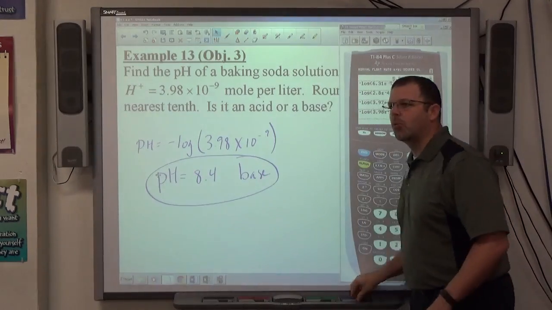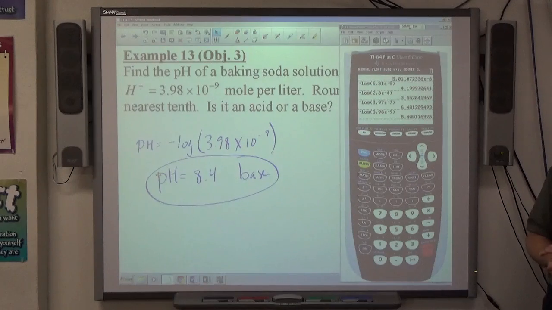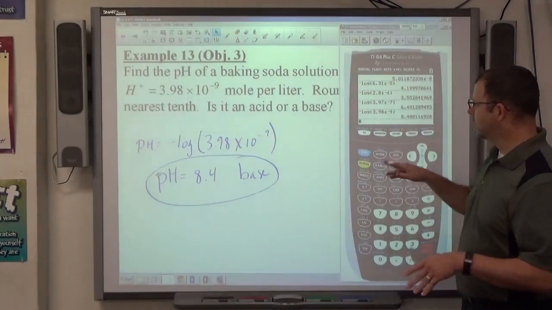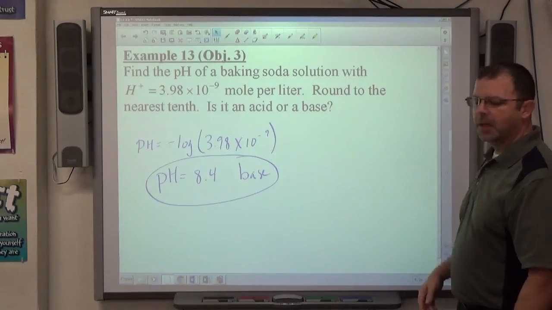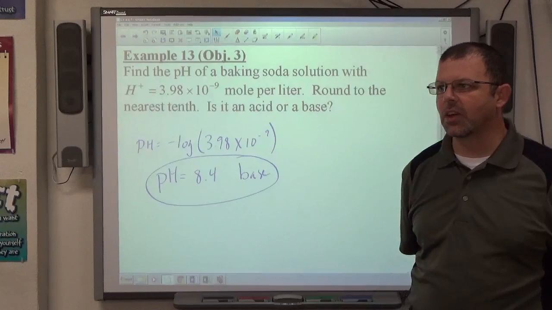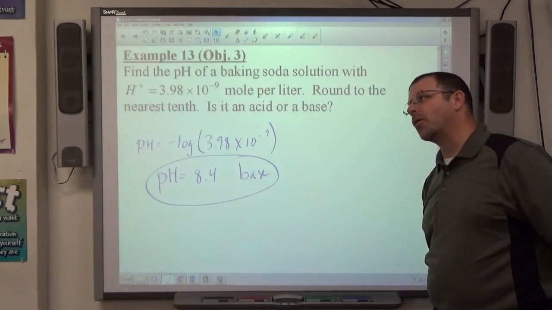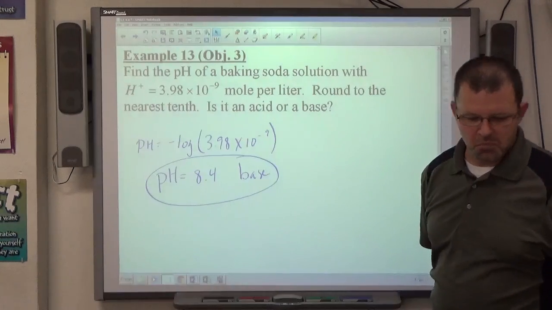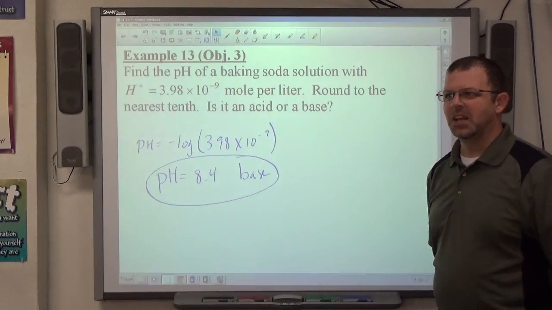Typically on the homework, if they ask you to find pH, they're going to ask you also whether it's an acid or base. Less than 7 is acid, bigger than 7 is base, exactly 7 is neutral. You expect it to be either an acid or a base each time. And that's all finding pH is. They'll give you H plus and ask you to find pH, or they'll give you pH and ask you to find H plus. So that's how you use that formula every time. Pretty simple. Easy homework tonight.